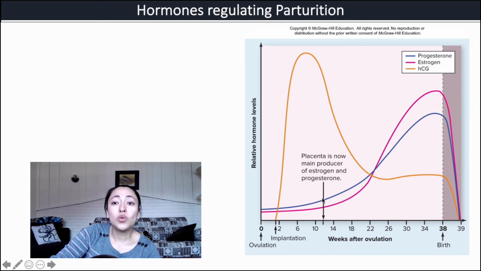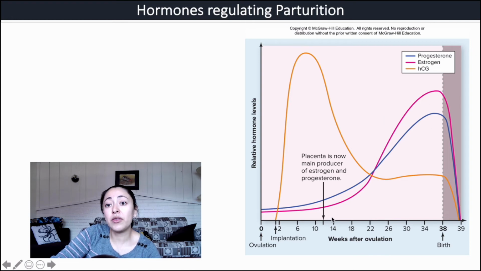Around week 12 to week 13 or so, the placenta is now large enough to produce estrogen and progesterone on its own. So the corpus luteum degenerates and the placenta now is producing significant amounts of progesterone and estrogen, and it's kind of taking over sustaining pregnancy.